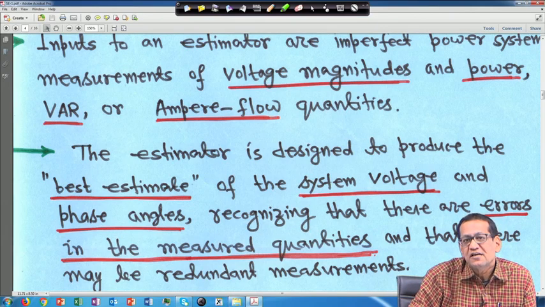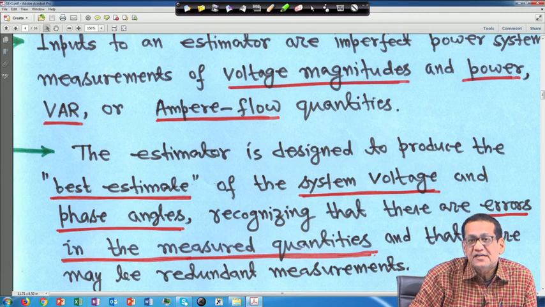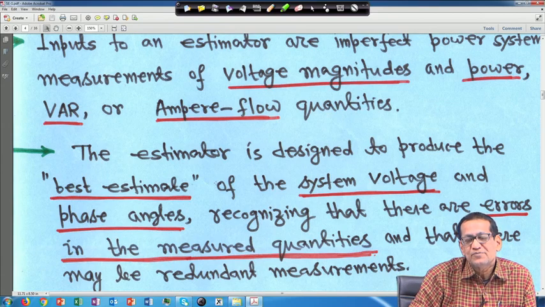So, we are assuming that whatever you measure through the instrument has error, and that there may be redundant measurements also. For example, suppose you have 3 state variables, but the number of measurement data is more. We have to see how to utilize that, which we will see.